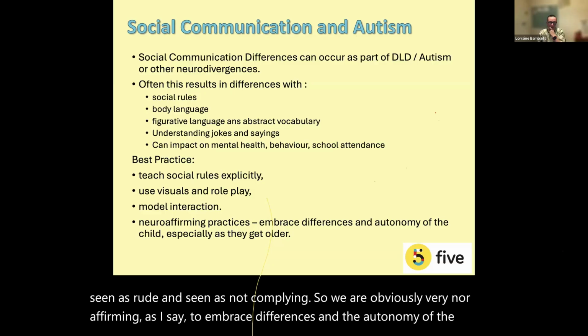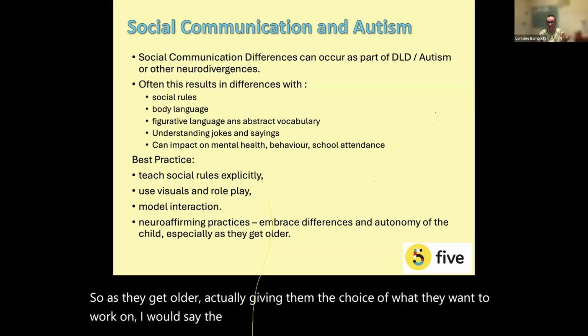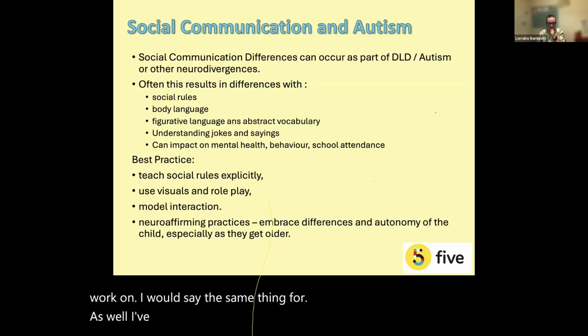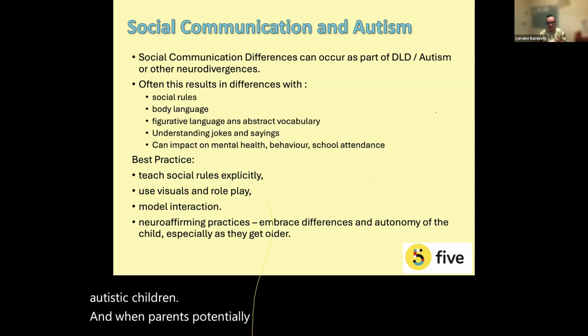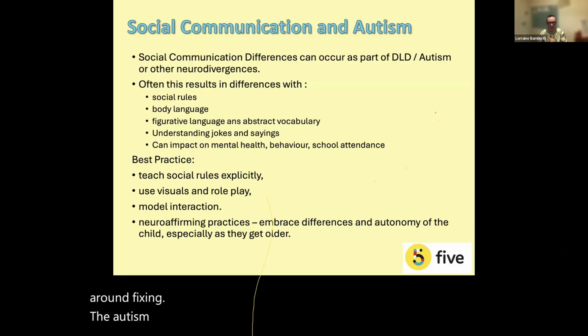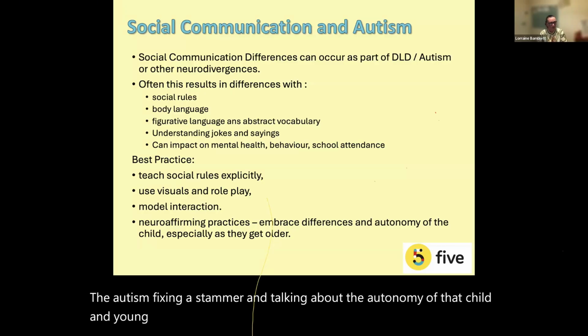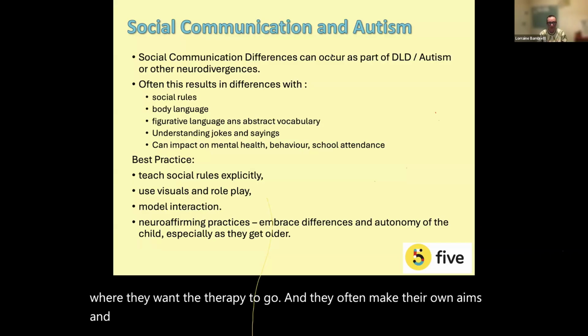as I say, to embrace differences and the autonomy of the child. So as they get older, actually giving them the choice of what they want to work on. I would say the same thing for stammering as well. I've often had conversations with parents of stammerers and autistic children, and when parents potentially have still got their head around fixing the autism, fixing a stammer, and talking about the autonomy of that child and young person, that it is their choice of what they want to work on and where they want the therapy to go, and they often make their own aims and targets for therapy.